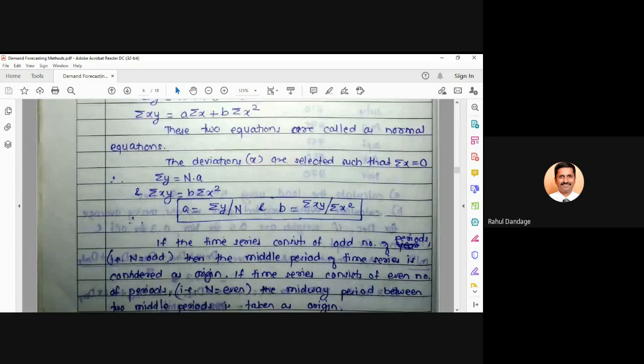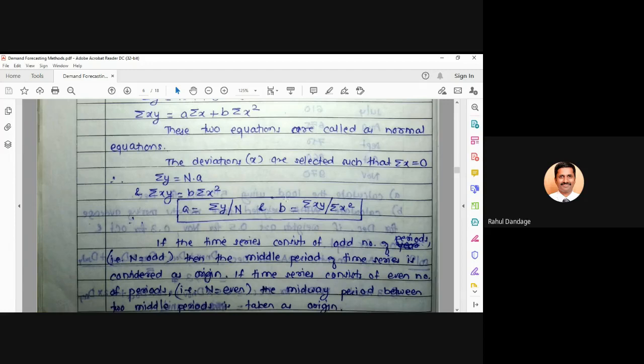Now this is the methodology: how to determine the values of A and B, so that we can have the equation y is equal to a plus bx. Once we know the values of A and B, we put them into the equation y is equal to a plus bx, so that for any value of x we can find the value of y. For whatever period is under consideration, we put the corresponding value of x in the equation, and we will be able to find the value of y.